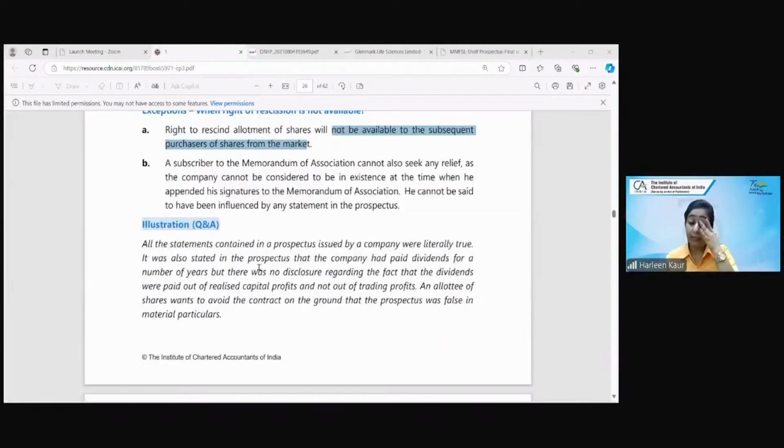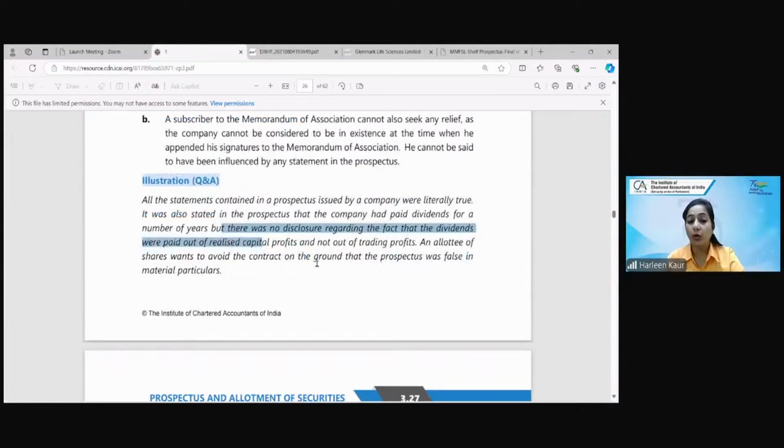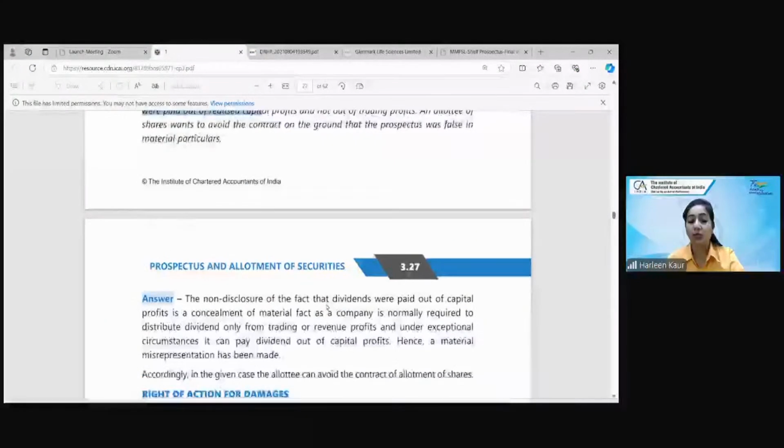Let's read this example, then it becomes more clear. And Peek versus Gurney is again going to come; I'll explain it in detail, don't worry. All the statements in the prospectus issued were literally true. The company had paid the dividend for a number of years. There was no disclosure that the dividends were paid out of realised capital profits and not trading profits. The allottee wants to avoid the contract, saying the prospectus was false. Now, non-disclosure of the fact about the dividends is a concealment of material fact.